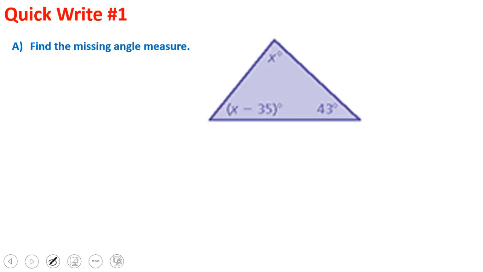Quick write number 1, find the missing angle measure for this triangle. And again, made it a little more difficult. You might want to draw yourself a quick triangle and just label it. It doesn't have to be a perfect triangle. X, 43 degrees, and this one over here is X minus 35 if you cannot read it from there. So that is our triangle.